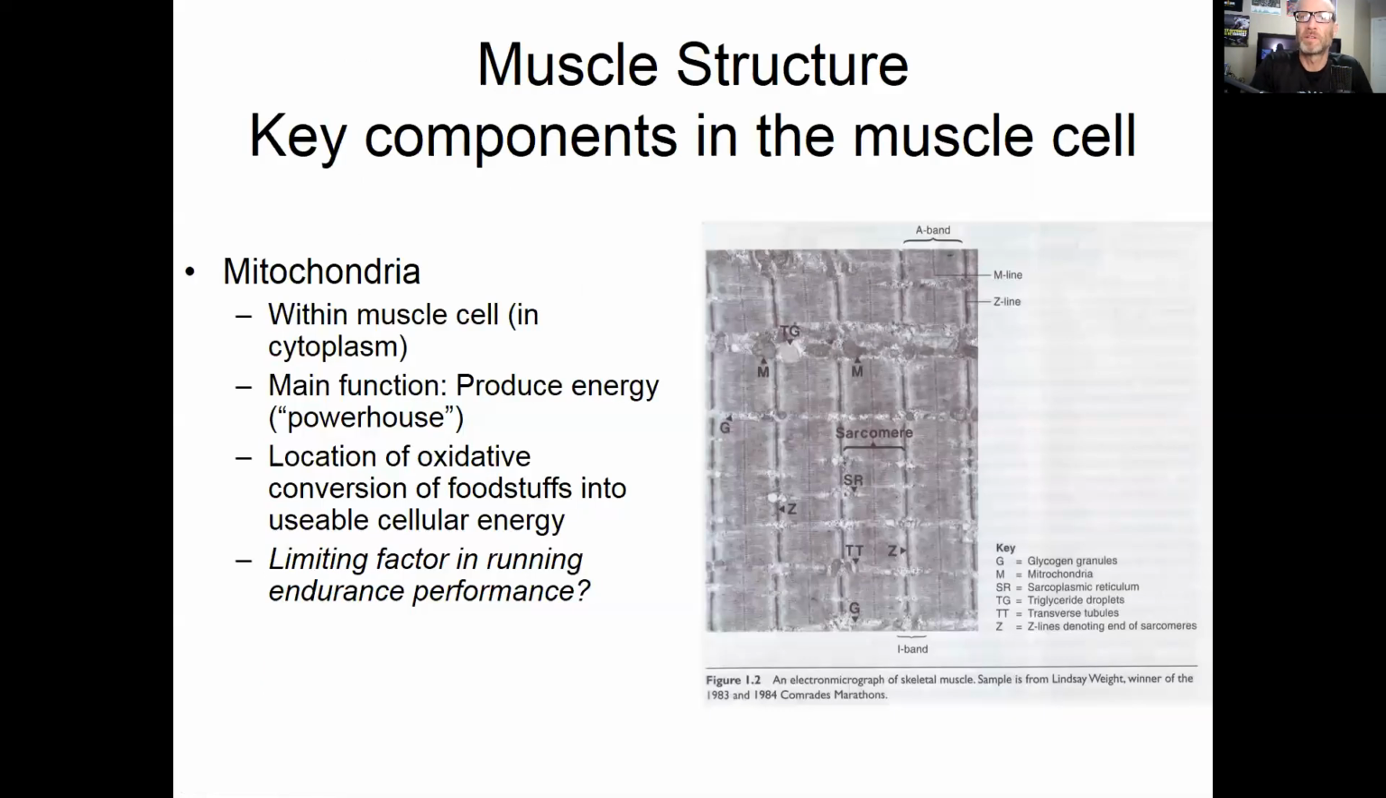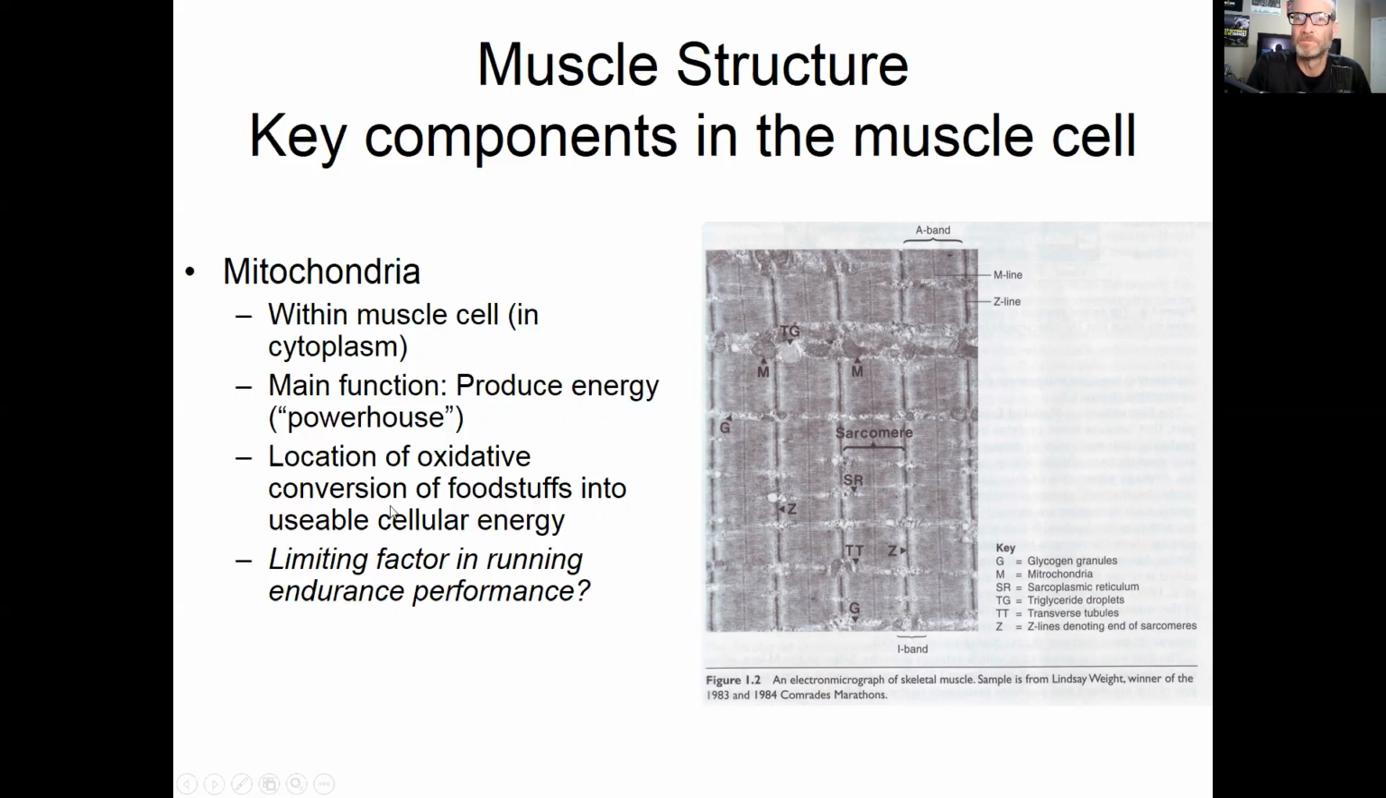All right, some more key components within the muscle cell. Mitochondria, these are the powerhouse. This is where aerobic conversion of chemical energy is transformed to ATP, and that ATP is then used by the muscle to generate muscle force. So it really is the source of transforming chemical energy to mechanical energy. It's within the muscle cell and the cytoplasm, or really sarcoplasm would be the correct way to say that. It's the location of oxidative conversion of foodstuffs into usable cellular energy. Oxidative conversion just means use of oxygen to transform chemical energy to something else.